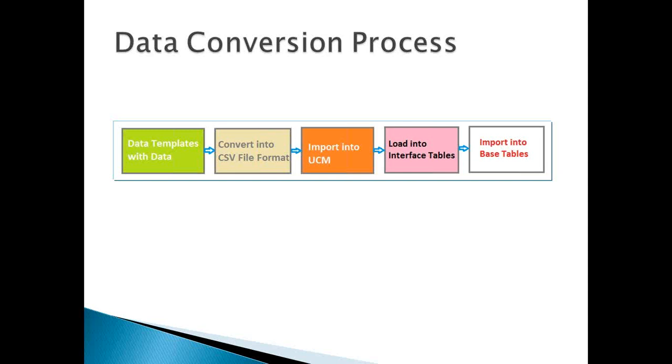Then automatically the data which is there in the CSV file which is part of UCM will be populated in the respective interface. Once data is available in the interface, we'll run the import program, the import job. Then data will be loaded into base tables. That's how they simplified it. Now we don't require any technical resource. Okay, so that's how this data conversion process works.